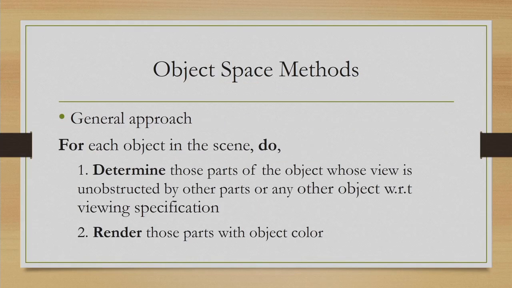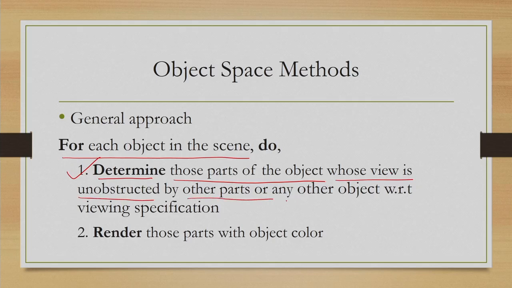And the general approach that is followed to perform hidden surface removal with an object space method consists of two stages broadly. So, for each object in the scene, what we do is, first we determine those parts of the object whose view is unobstructed by other parts or any other object with respect to the viewing specification.